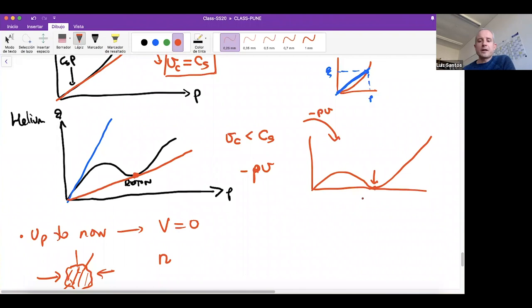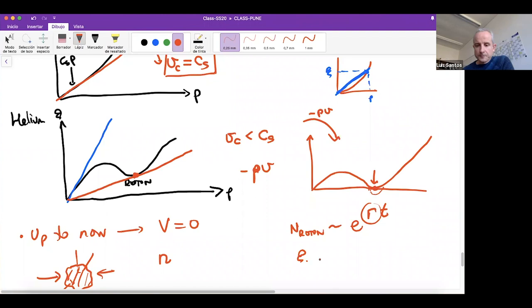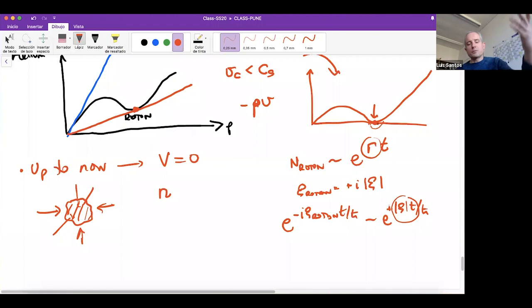But since you are touching zero here and actually going even below zero, this means that the number of rotons in your system will grow exponentially in time, because they have an imaginary energy. Perhaps I can mention this in more detail. If this touches zero and even goes below zero, this means that the energy of the roton becomes something like minus E, some real number. So when you write e to the minus i E_roton t over h bar, then you get something like e to the plus E t over h bar. This means that it grows exponentially. So you grow more and more, and eventually you destroy the condensate.